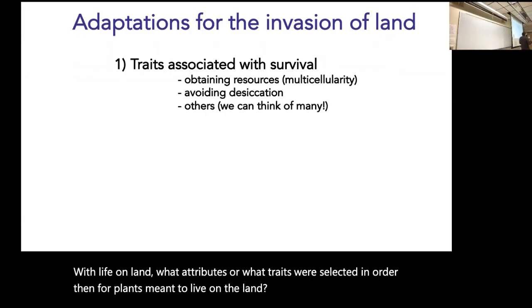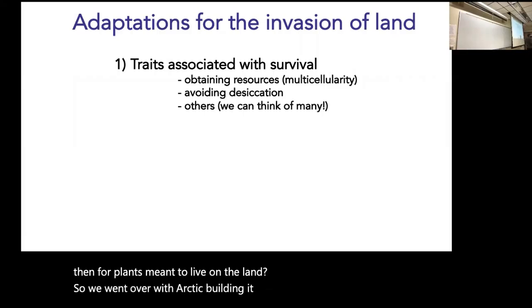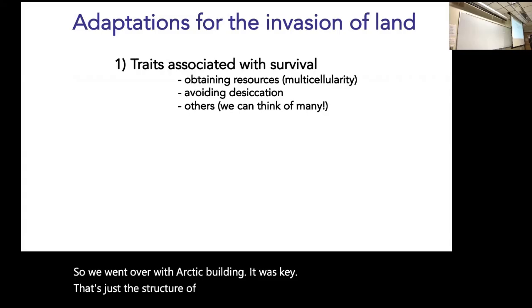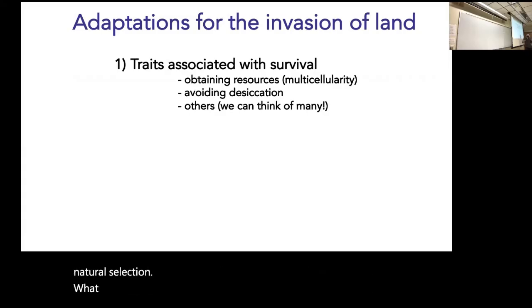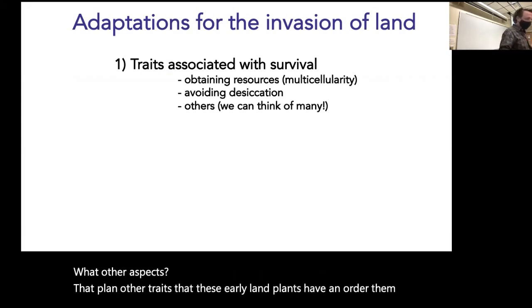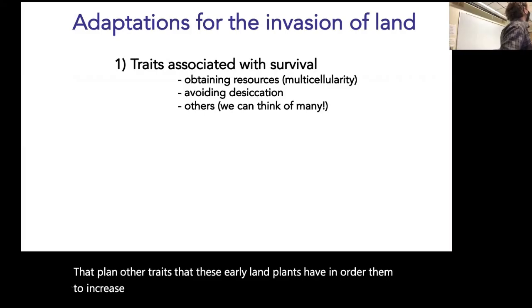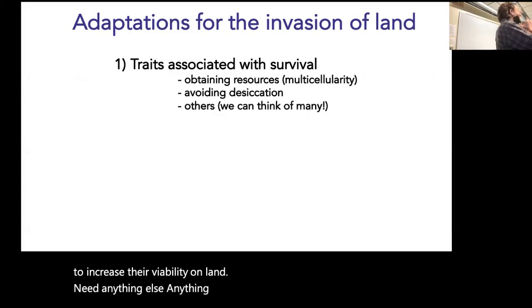Yeah, so we went over archegonia was key. Now that's just a structure or trait. It doesn't really tell you much about the process of evolution by natural selection. What other traits did these early land plants have in order to increase their viability on land? Anything else? Anything comes to mind? Any guess?